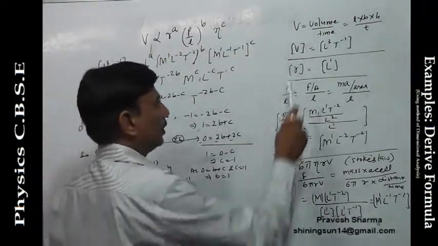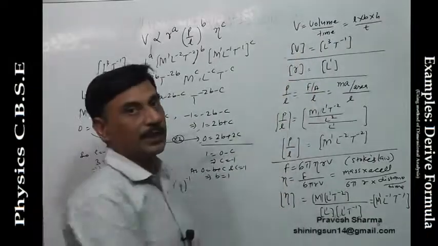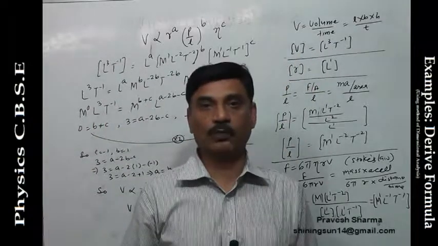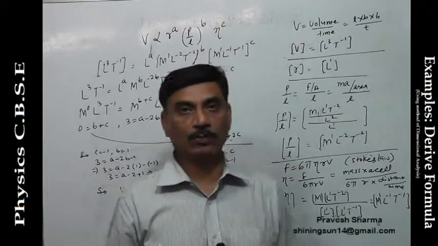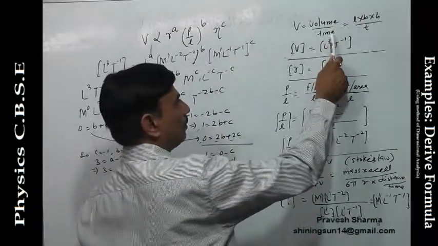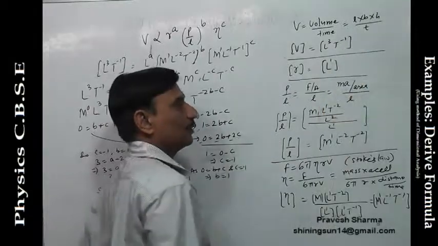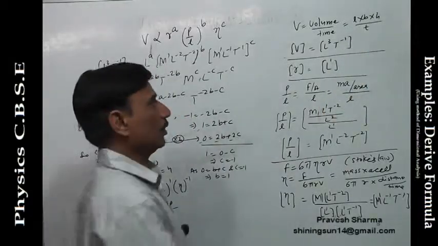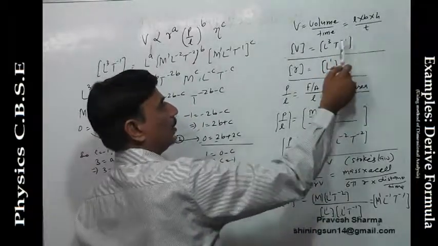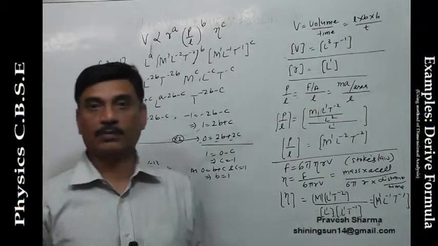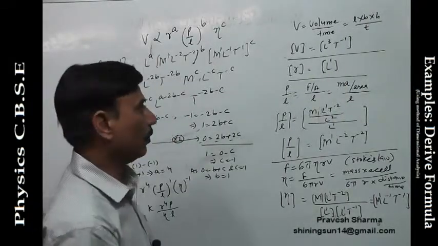V is rate of flow. Don't take it as volume. It is rate of flow, that is volume by time. Volume is length into breadth into height, so these three have the dimension of length only. So it is L3 T minus 1. That is the dimensional formula for rate of flow of liquid.